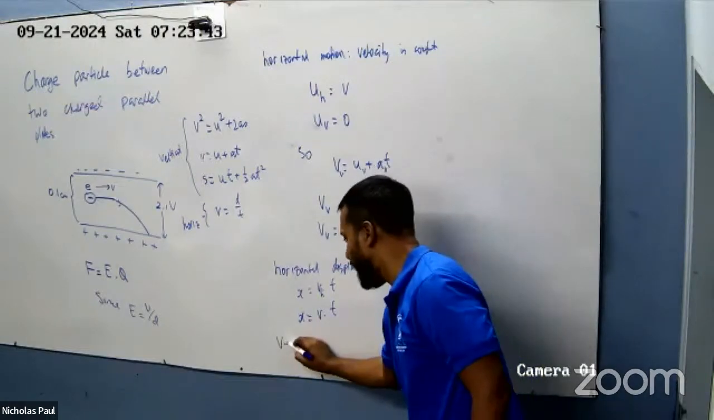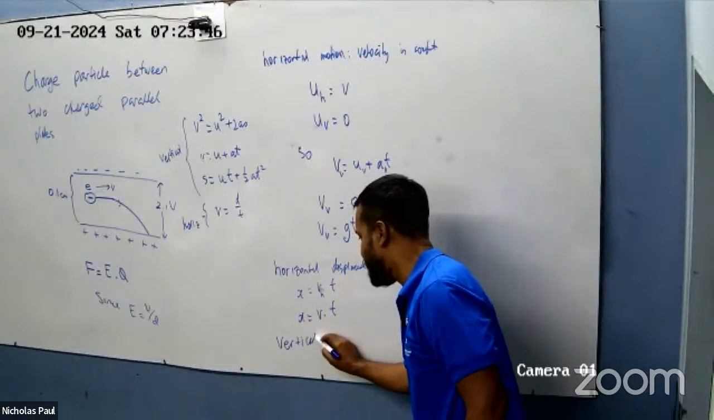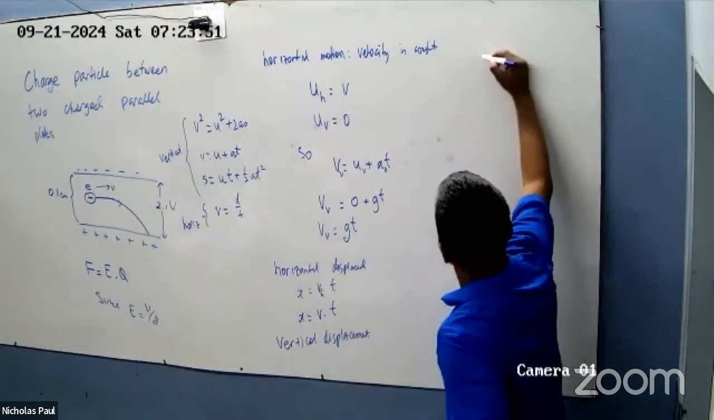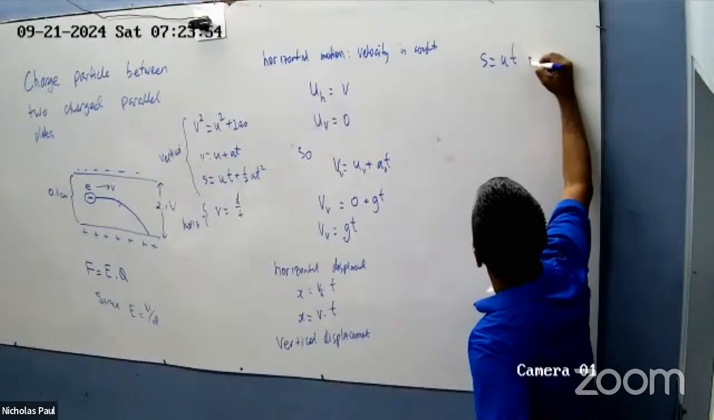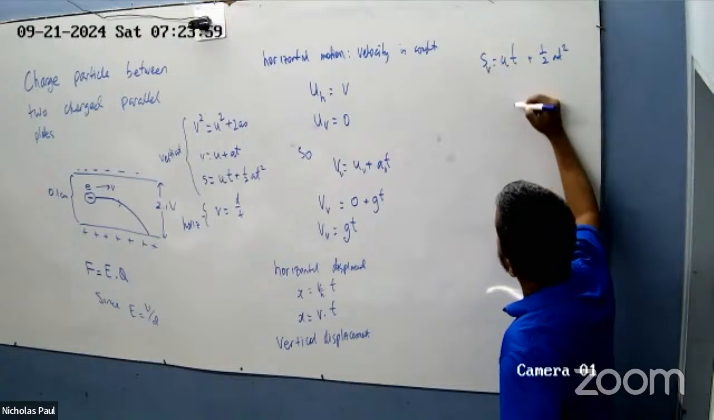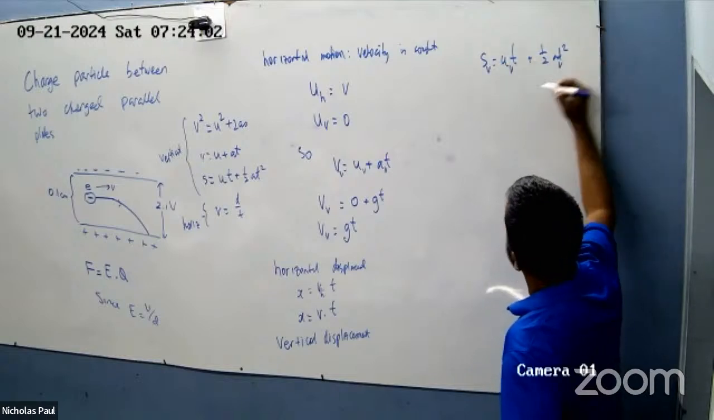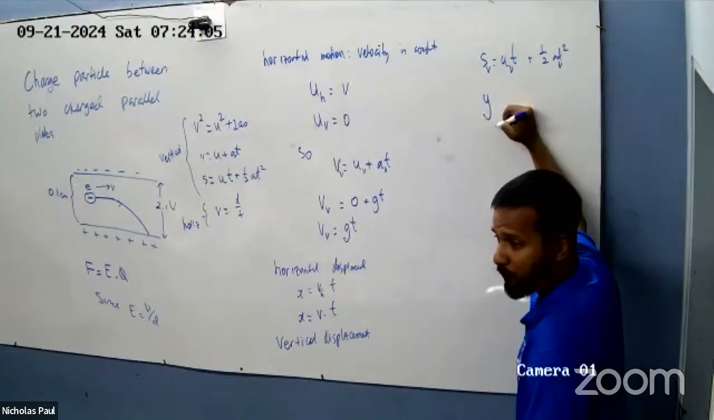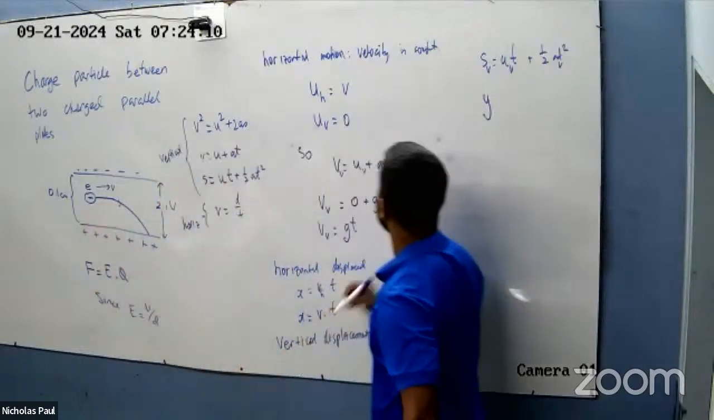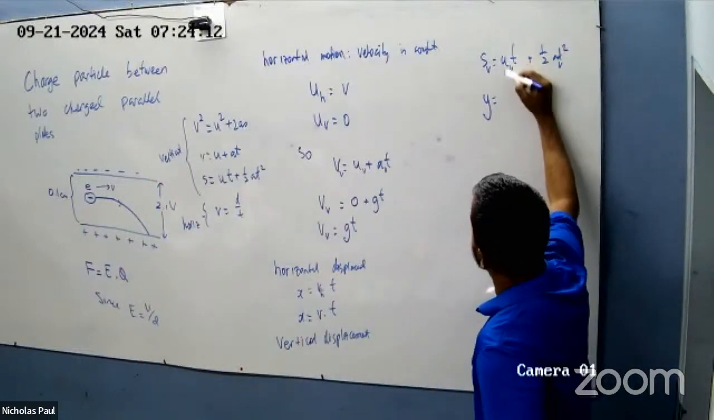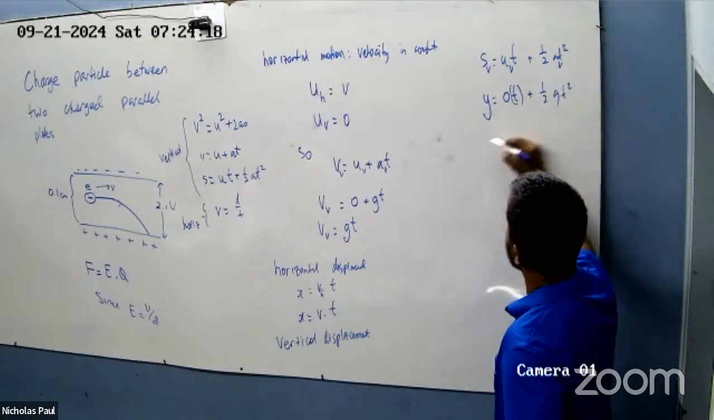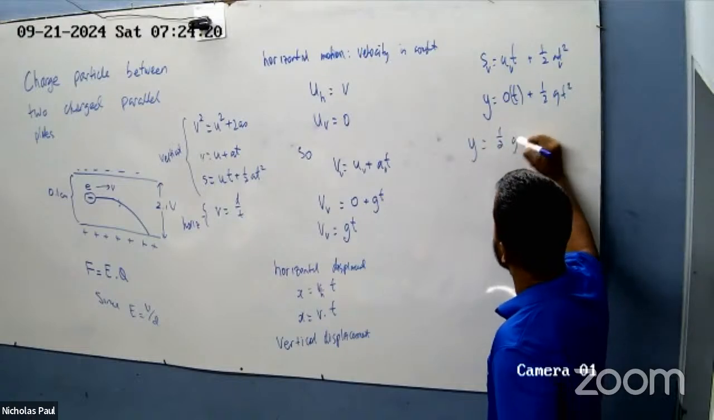And now vertical displacement. What's the equation we're using, Ariane? Ariane said s is equal to ut plus half at squared. s is the vertical displacement, so let's use y. The vertical velocity initially is 0, so y is equal to half gt squared.